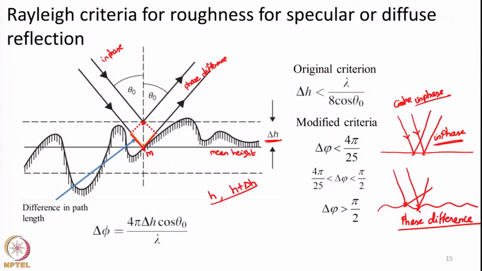Due to the difference in path length between the two radiations, there comes a small phase difference between them. How to calculate the path difference between the two points? Let us name this wave as wave 1 and this as wave 2. Wave 2 has travelled this much distance more than wave 1. Wave 1 got reflected from here to here, whereas wave 2 has travelled an additional path. So, how to calculate it?